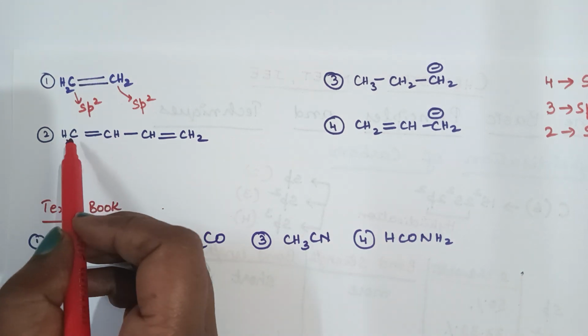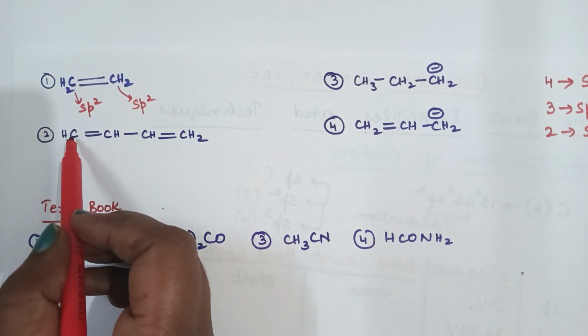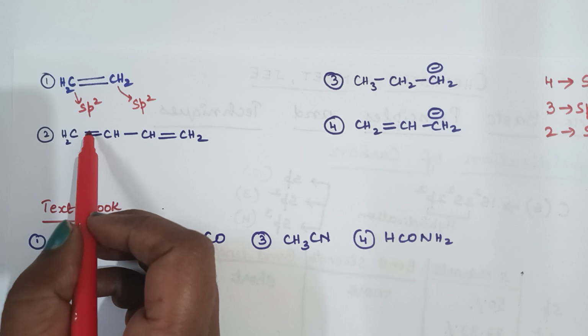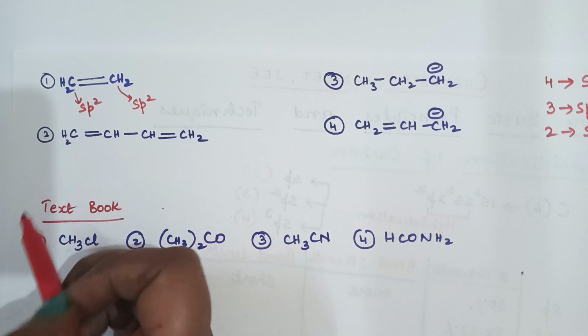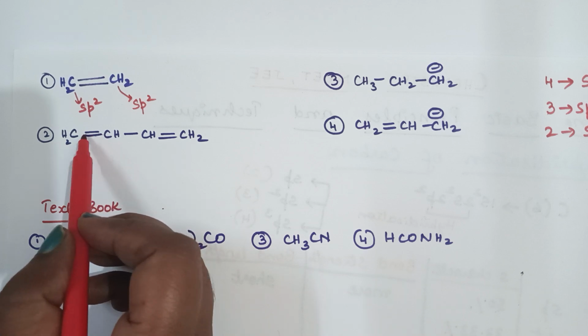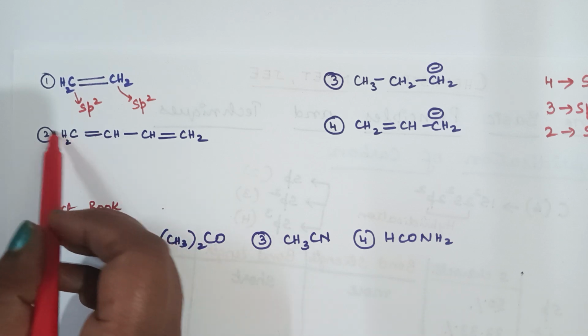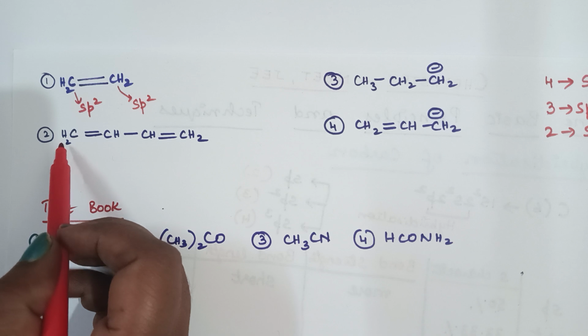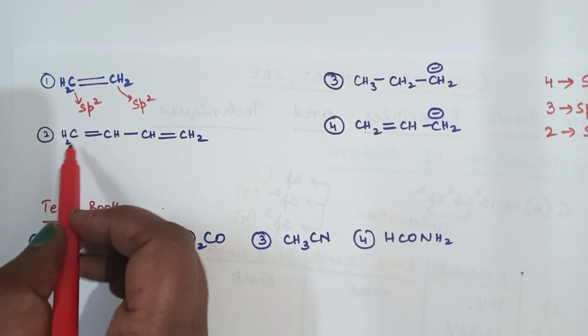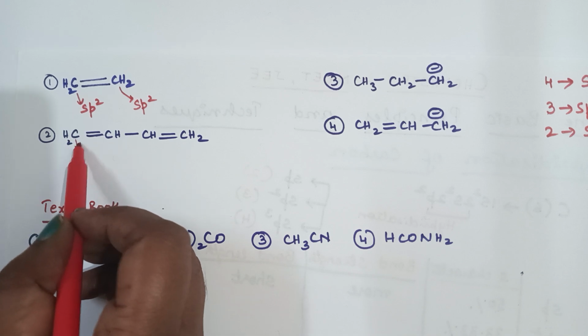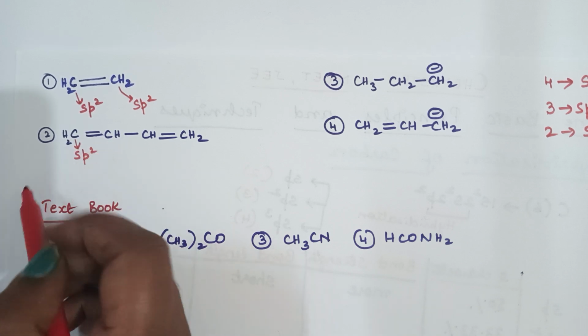Here, to this carbon we have to find the hybridization. If a double bond is present, one will be a sigma bond and one will be a pi bond. So 1 sigma bond plus 2 hydrogen atoms means 2 sigma bonds. 2 plus 1 will be 3. So totally 3 sigma bonds. So 3 sigma bonds means this will show sp2 hybridization.